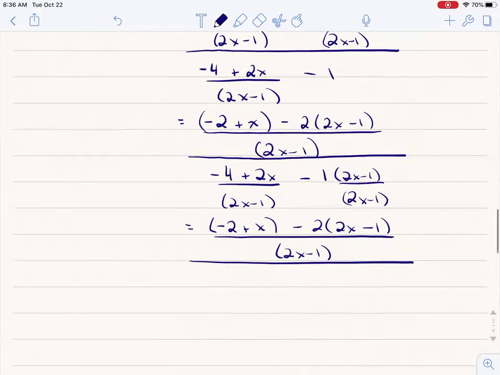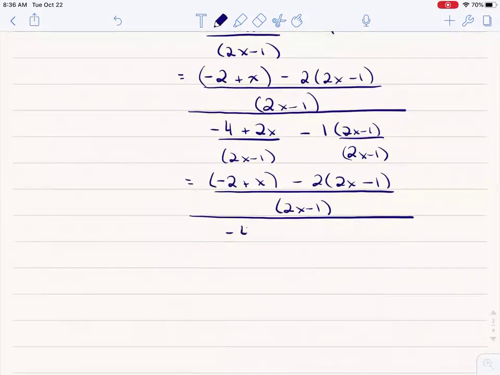Now we've got this common denominator, so minus 4 plus 2x minus, do I keep the 1? Sure. 1 times 2x minus 1, all over 2x minus 1. Okay. All right.